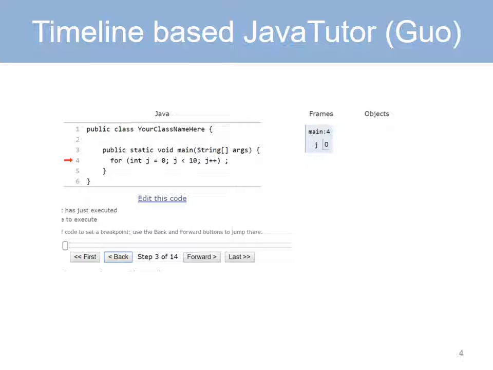So here it tells us that we are on line 4 in the main program, and the value of j is 0, and we are at step 3 of the execution, and there were 14 steps that were executed. And I can go forward, and now it tells me that I'm at the same line, but executing a different iteration of the loop, and now the value of j is 1. I can go back, and see that the value was 0 in the previous iteration.